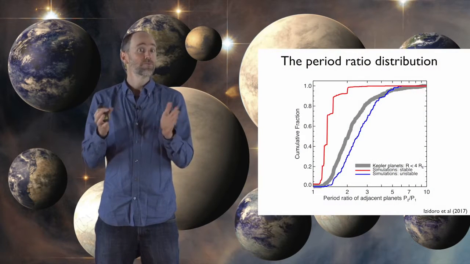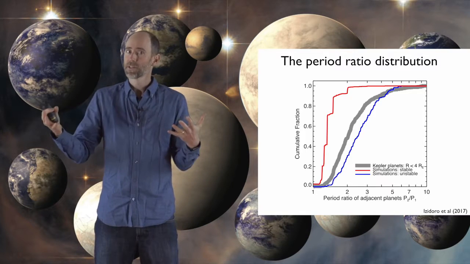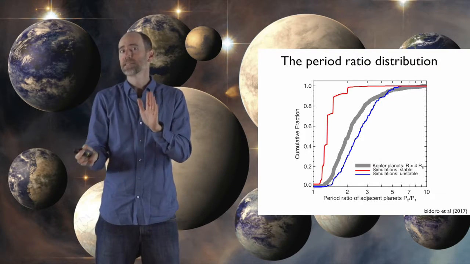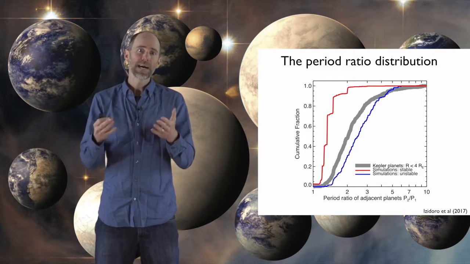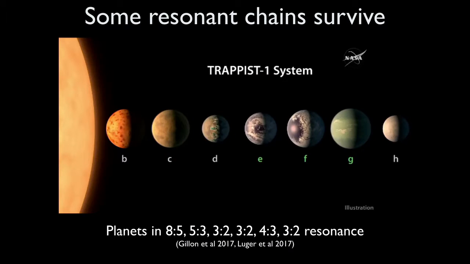Those are the resonant chains that form in pretty much all systems, but most of them go unstable and produce that blue curve. And basically by mixing the blue and red curve, we can easily match the observations if only 5 to 10% of those resonant chains remain stable, and the vast majority become unstable. Of course, a few percent do remain stable, and we see some of those.